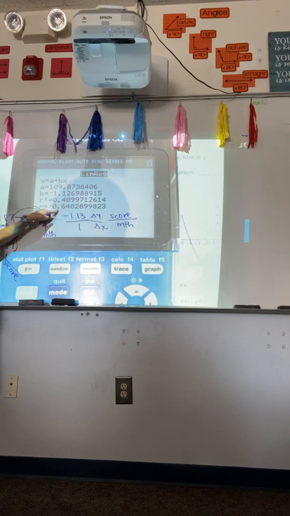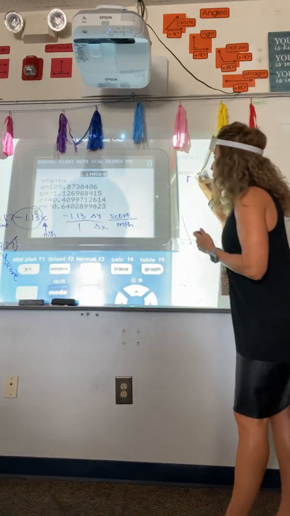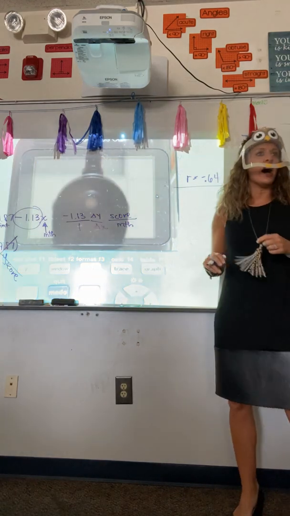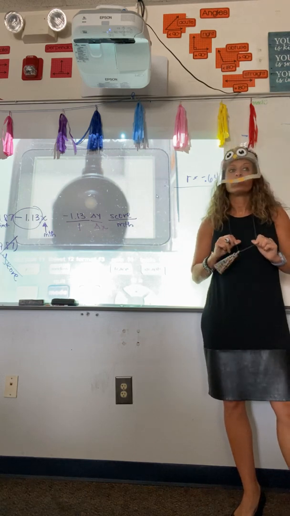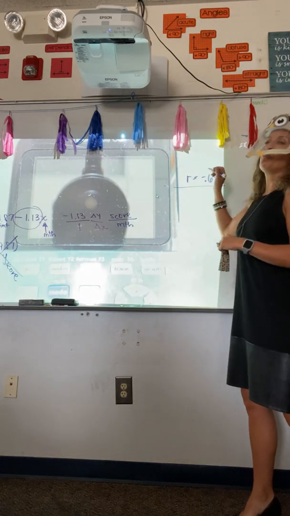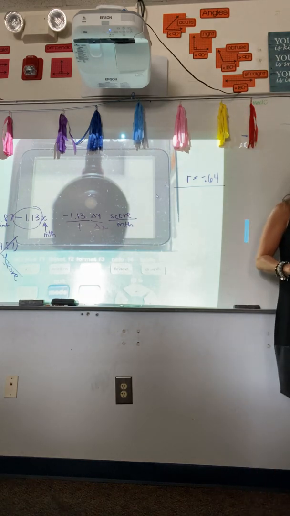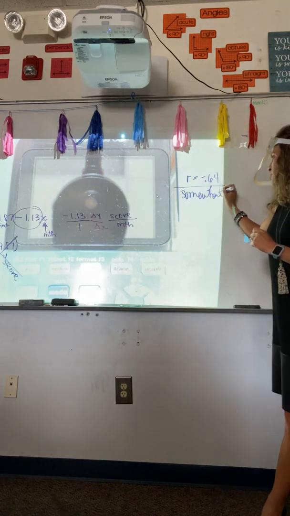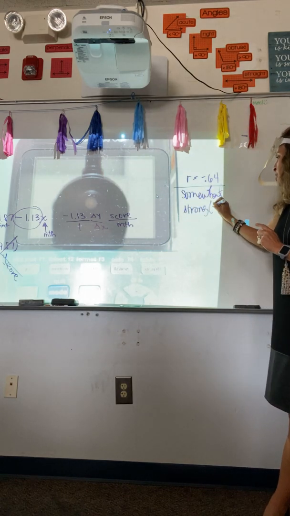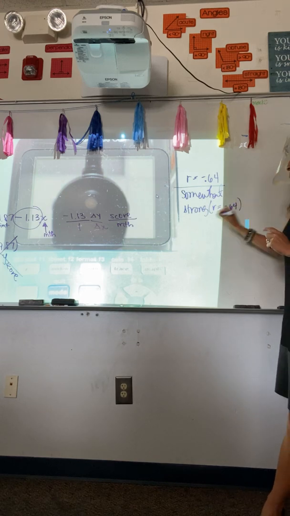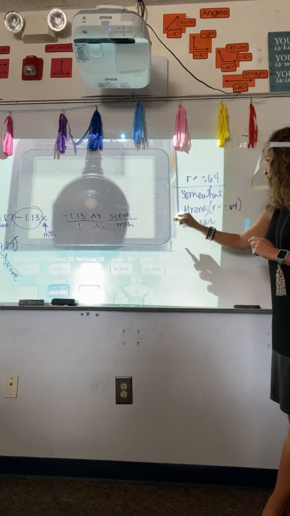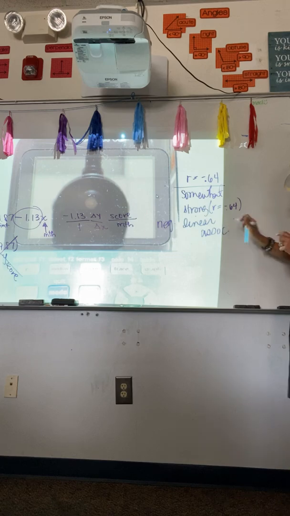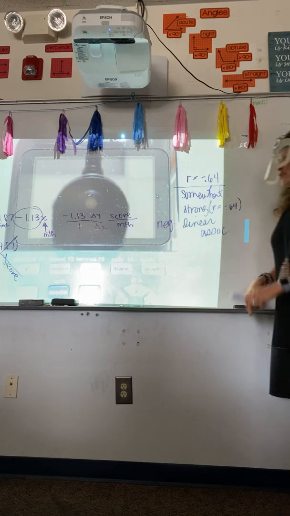All right, our r right there, how would you describe your r? Is it linear? Yeah, we noticed that. What direction is it going in? Negative. What is negative 0.64? Is that strong? Somewhat strong. All right, so we have a somewhat strong right here. I would go ahead and put r equals negative 0.64. Linear, negative, somewhat strong, negative linear association. All right, somewhat strong negative linear association.